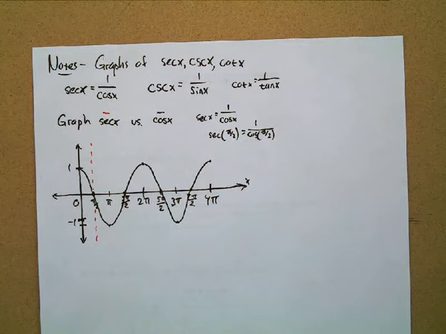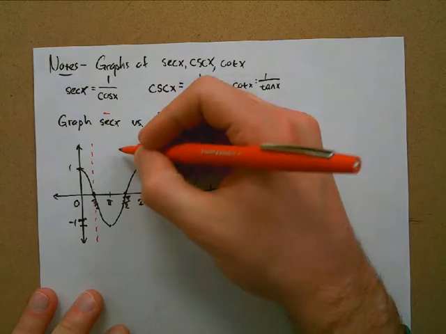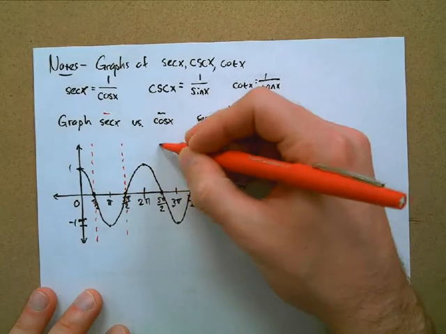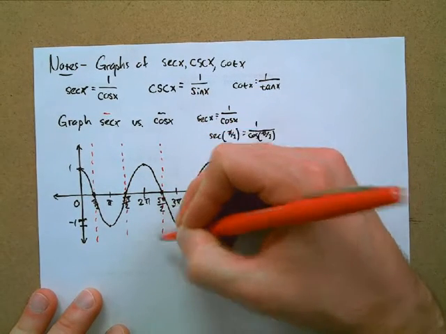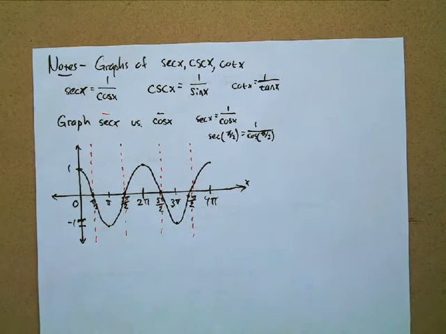Well, where else in these two periods are we going to have asymptotes? Using a similar kind of logic, where else? Yeah, all the zeros. So 3 pi over 2, because the reciprocal of 0 is undefined, so we're going to have an asymptote there. Asymptote at 5 pi over 2 as well, for the same reason, and an asymptote at 7 pi over 2 for the same reason. So the graph of secant is going to have asymptotes.